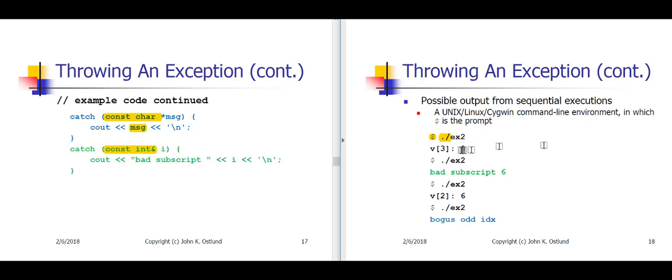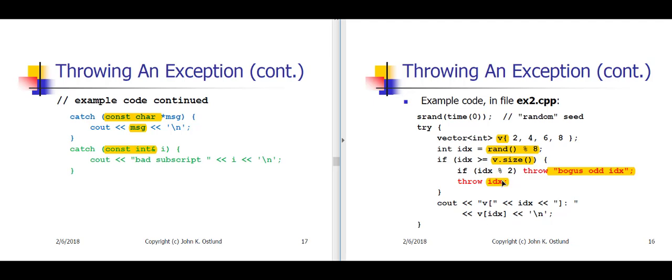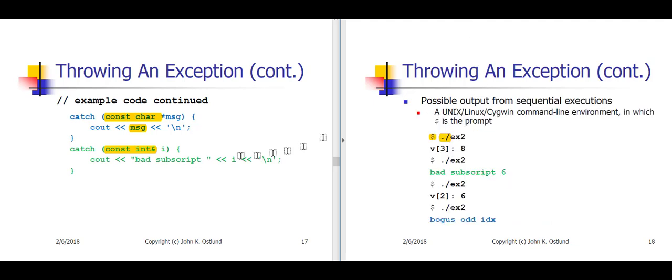Okay, so I do this once, and I don't have an error. I get told that v sub 3 is 8. I execute it again, and I get apparently a bogus even-numbered subscript generated. That throws an int, as you may recall. Let's take a look back on slide 16. All right, so if I get a bogus even-numbered index, that throws the int. The int is caught here on slide 17, and I display the message bad subscript and whatever the value is. So I get told bad subscript 6.